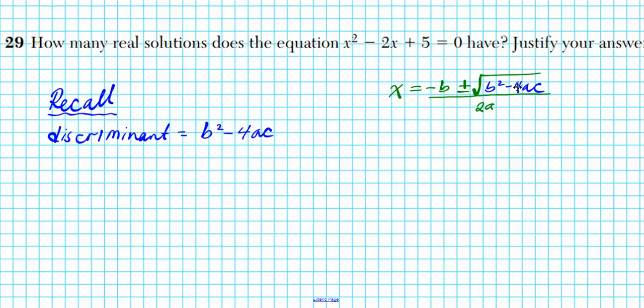Now, what is the discriminant? The radicand is the discriminant. So that's where b squared minus 4ac came from. It's extracted from the quadratic formula. Now, what does this discriminant tell us? Well, it tells us some very important things.